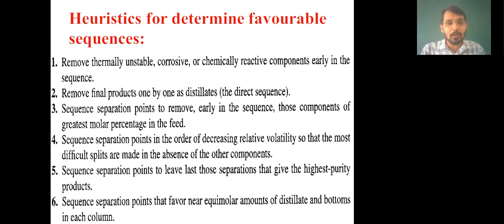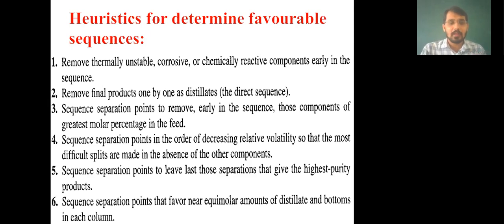What is the meaning of volatility? Ease of vaporization. What is relative volatility? Volatility of component A with respect to component B. If there is a binary mixture, it is the volatility of component 1 with respect to the other. That is the relative volatility. According to the fourth rule, we are giving separation points as per the decreasing order of the relative volatility.